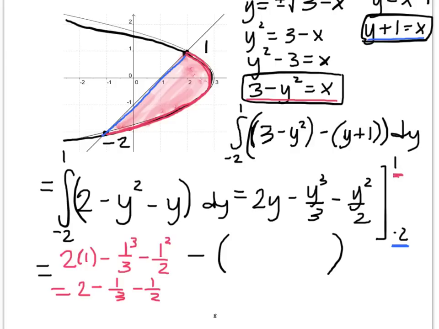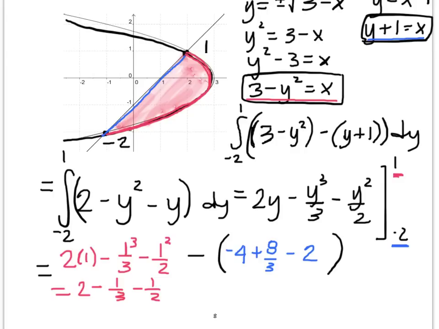Okay, so if you plug in your bottom bound, you're going to have 2 times a -2, so that's going to be -4. You're going to have minus a -2 cubed. -2 cubed is going to be -8, so this is going to be a +8 thirds. And then -2 squared is going to be a +4. 4 divided by 2 is +2, but then we've got -2 because of the negative sign.